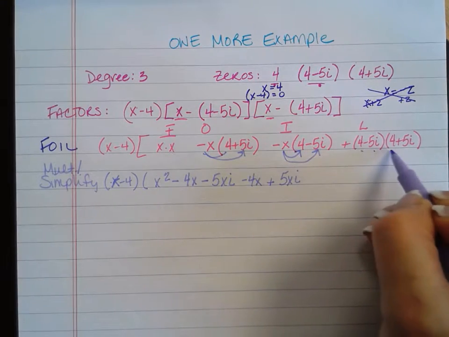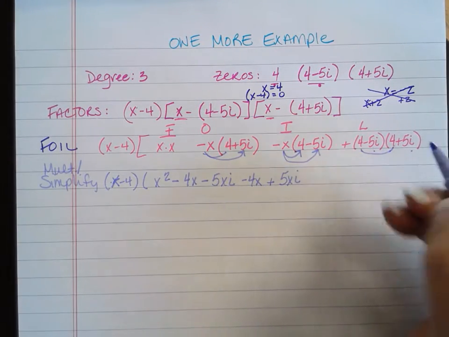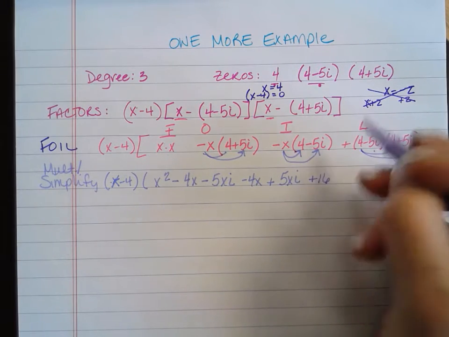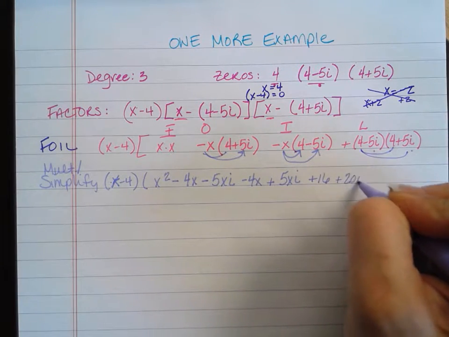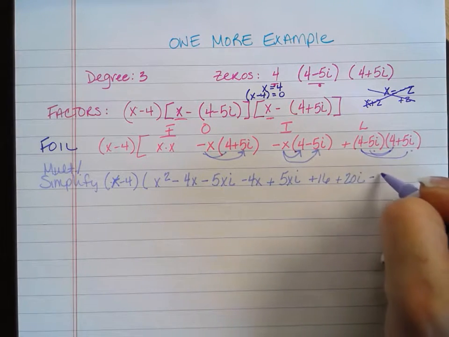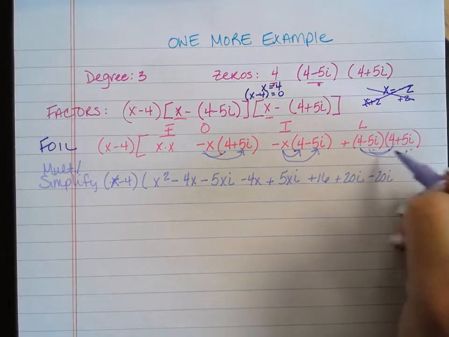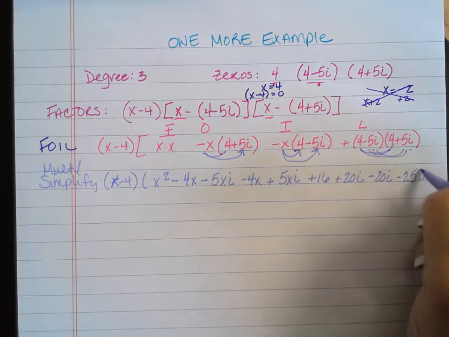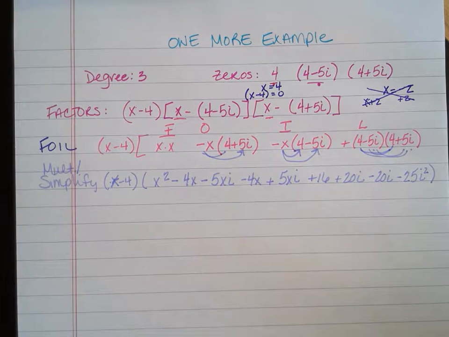And now these, I get to FOIL again, so 4 times 4 gives me 16. 4 times 5i gives me 20i. Negative 5i times 4 gives me negative 20i. And last, I get negative 25i squared. Good?